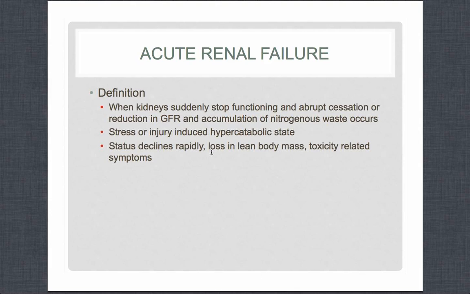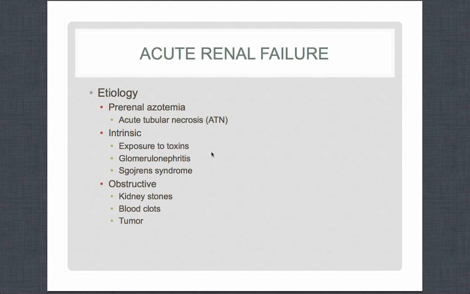So acute renal failure is defined as when the kidneys suddenly stop functioning, or an abrupt cessation or reduction in glomerular filtration rate when nitrogen wastes accumulate. This is considered a stress or injury-induced hypercatabolic state. So there is rapid sarcopenia, rapid catabolism. So status declines rapidly, loss of lean body mass, toxicity related to the symptoms of uremia, so of the buildup of nitrogen in the blood.